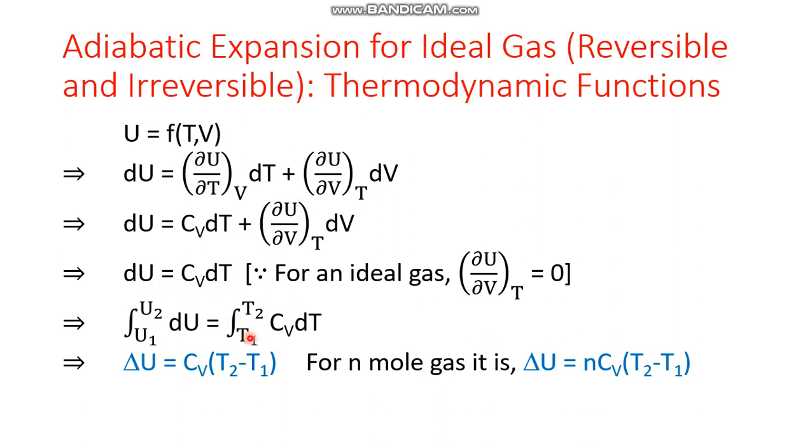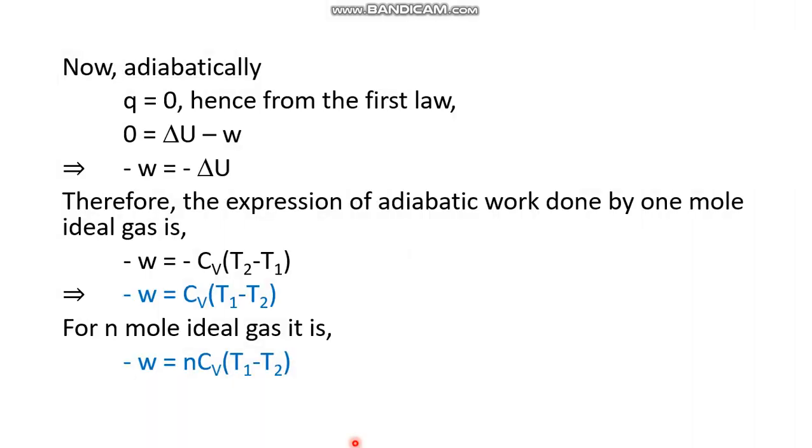The lower limit of temperature is T1, and the upper limit is T2, and the respective internal energies are U1 and U2. The final result is U2 minus U1 equals Cv into T2 minus T1, and here U2 minus U1 is nothing but delta U. And if there is more than 1 mole of gas, say n moles of gas, then delta U equals nCv into T2 minus T1. So this is the expression of delta U.